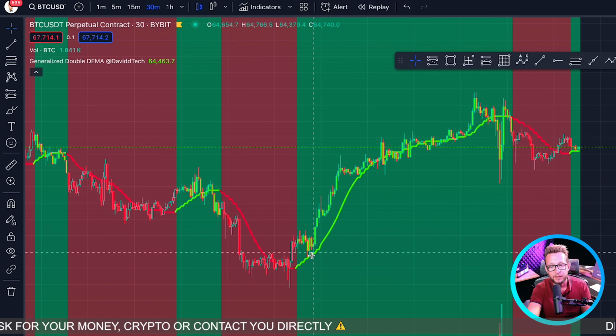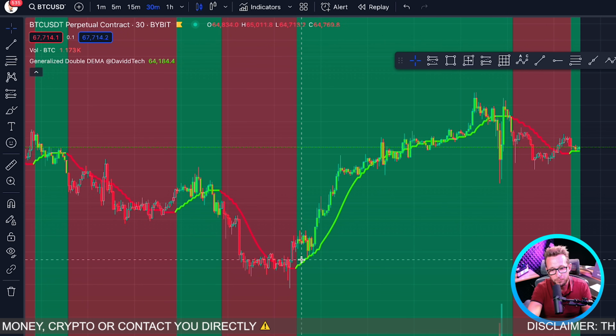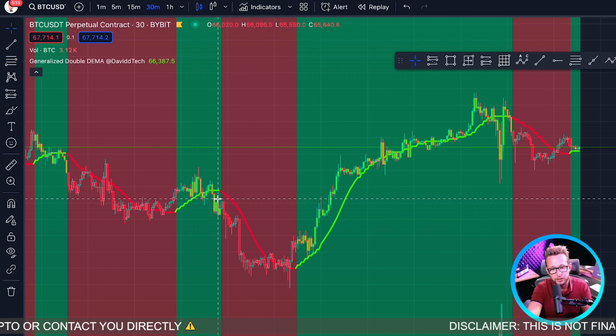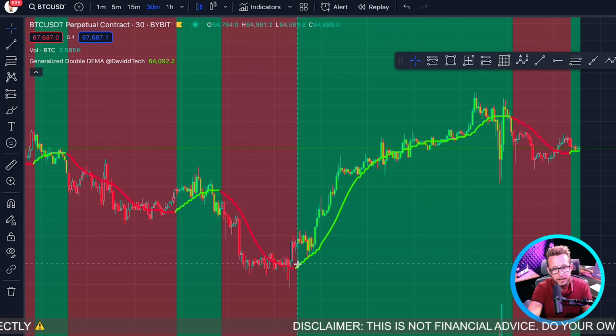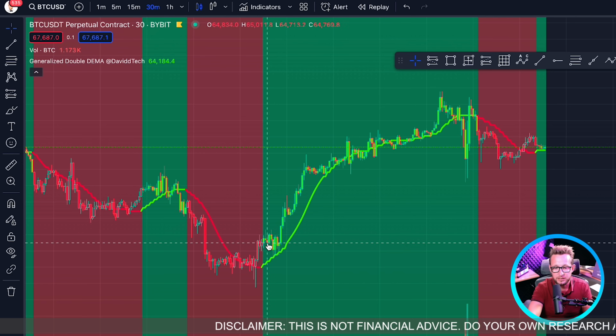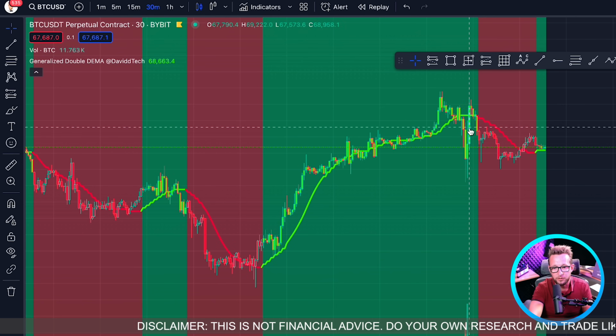Now, the nice thing about this indicator is that it doesn't hug price too closely to our entries. As you can see, there is a little bit of breathing room before we get into an entry and trend actually changes. So it gives us a little bit of space to breathe as we create our entries.